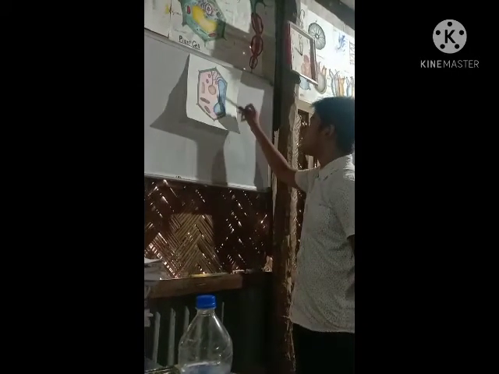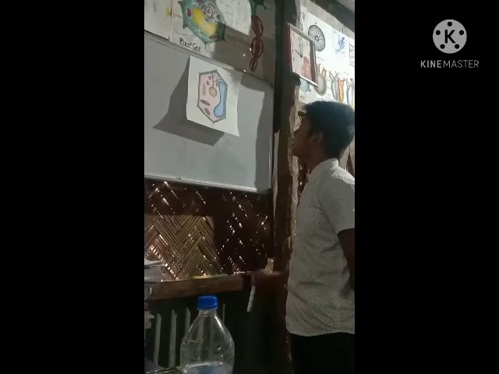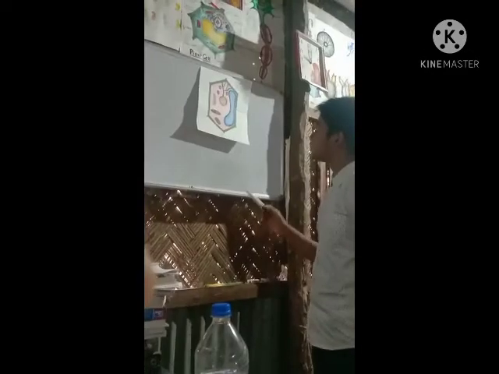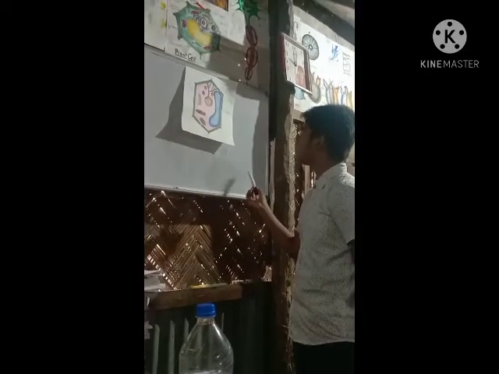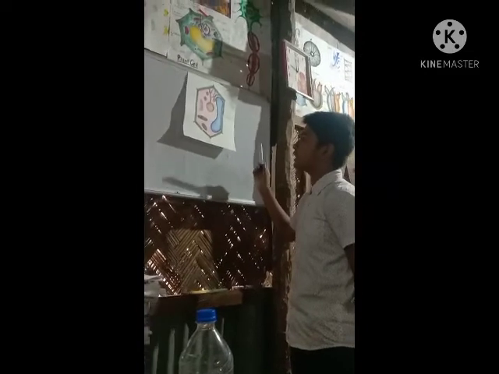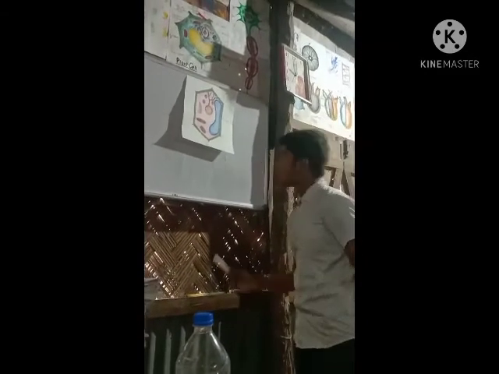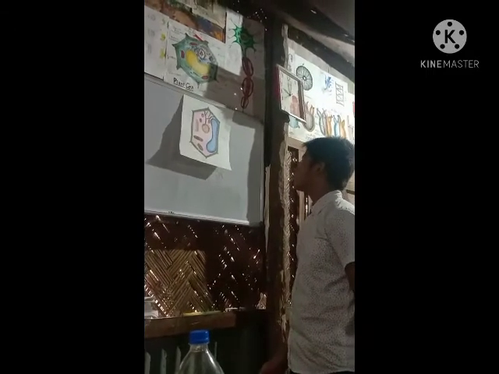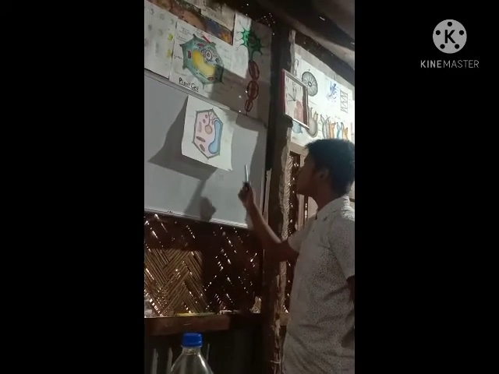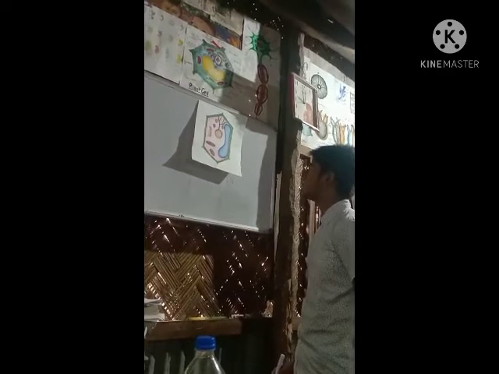Vacuole. Vacuole is the largest and single vacuole in plant cell. It helps in storage of food, water, air, and excretory material. It is covered by a single membrane called tonoplast.